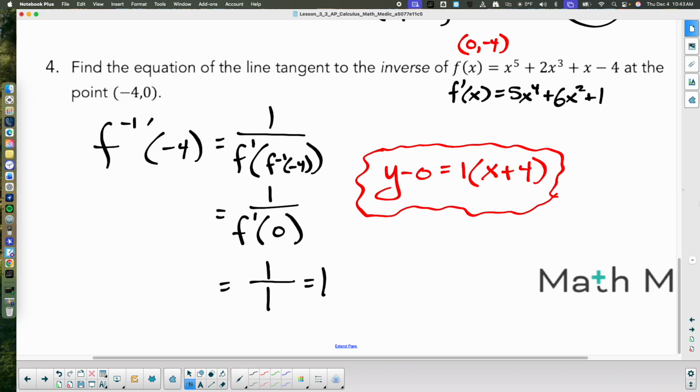Okay, so we have about 10 minutes left. A little over 10 minutes.